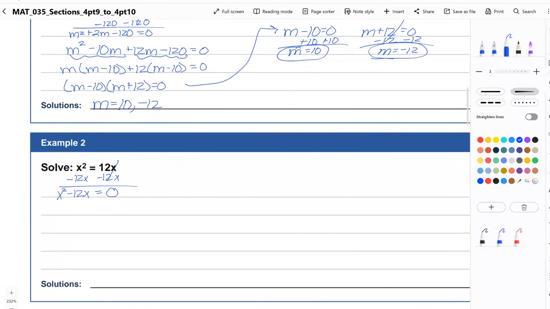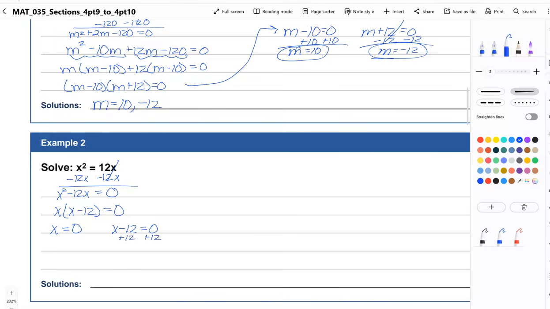So I'm going to factor out the greatest common factor. Both of those terms have an x in common. That's going to leave us with x minus 12. And then we've got to set each term equal to 0. Now you have to be careful. That x is a factor. We're going to set it equal to 0. And then we're going to set the stuff in the parentheses, x minus 12, equal to 0.